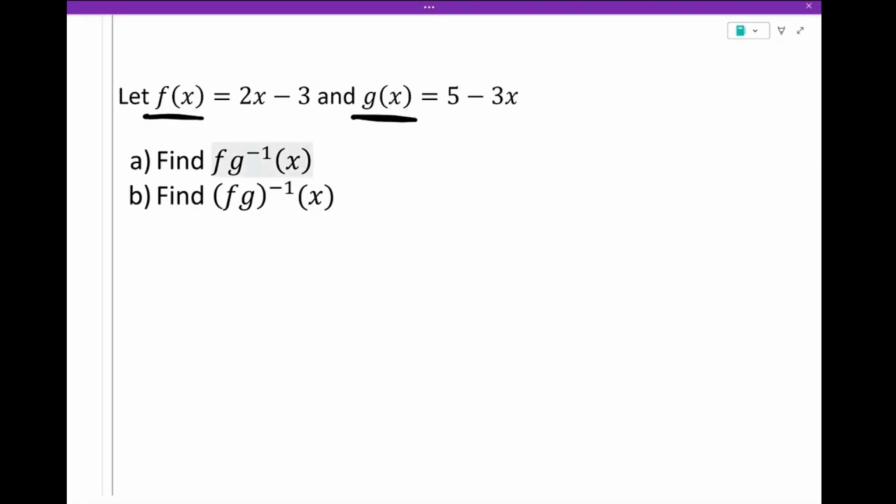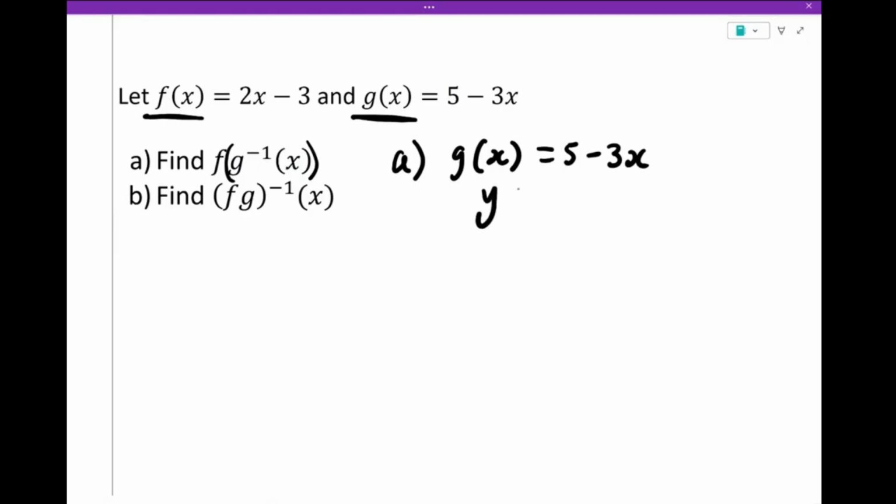So let's start with part A. I'm just going to put my brackets back in around like that. So we need to find the inverse of g of x and then sub it into f of x. For part A, I'm going to write g of x is equal to 5 subtract 3x, and then replace the g of x with a y. So y is equal to 5 subtract 3x. Then we're going to replace the y's with x's. So I'd replace this y to get an x, and then replace this x to get a y, like that.